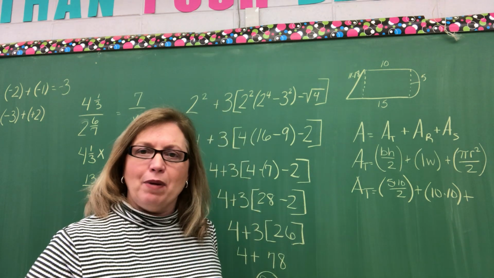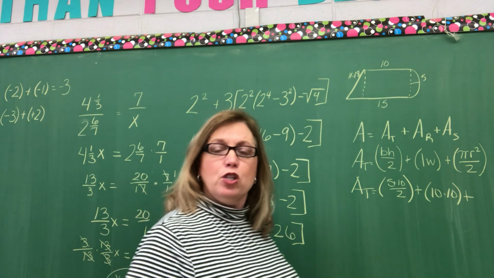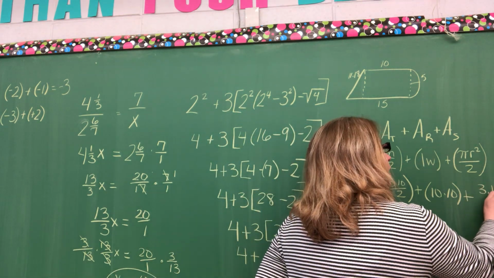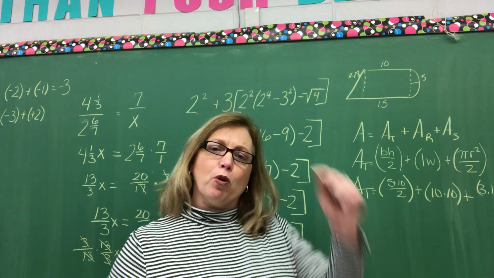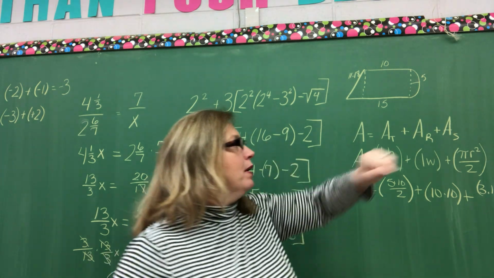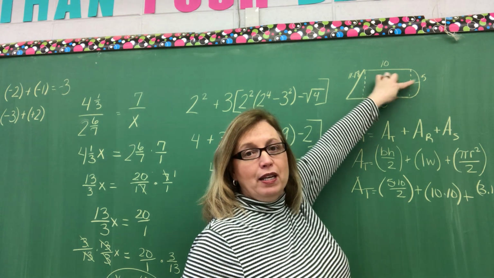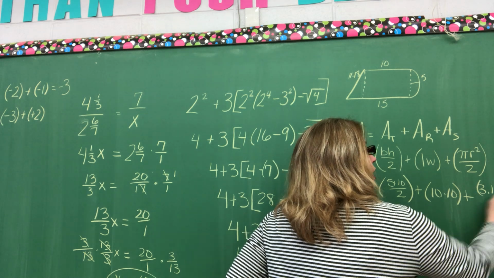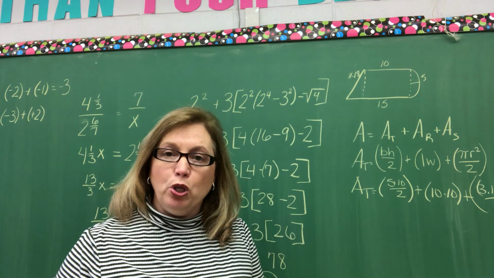Now let's look at the semicircle itself. The semicircle says pi. We already know what pi is. Pi is 3.14. We're going to multiply pi times the radius squared. Remember, radius is from the center to the outside of our shape. In this case, it's given to us that from the center to the outside of our shape is 5. So we're going to say 5 squared, and it is a semicircle, so we're going to divide that by 2.